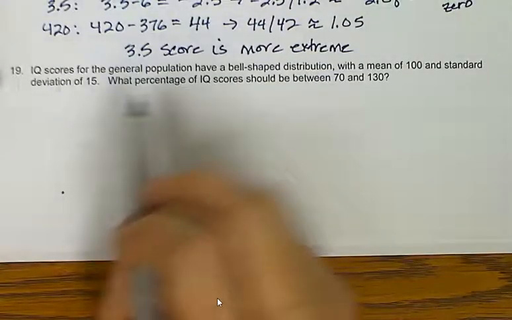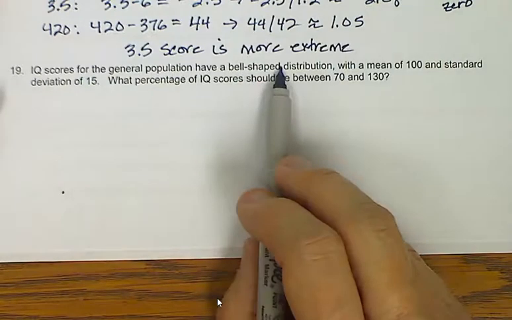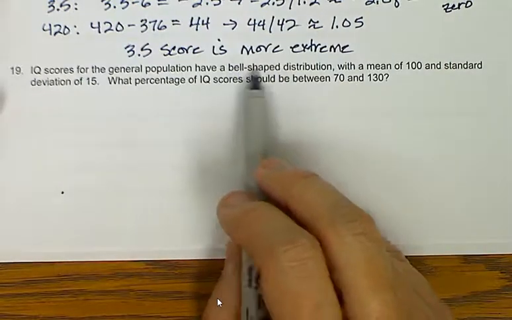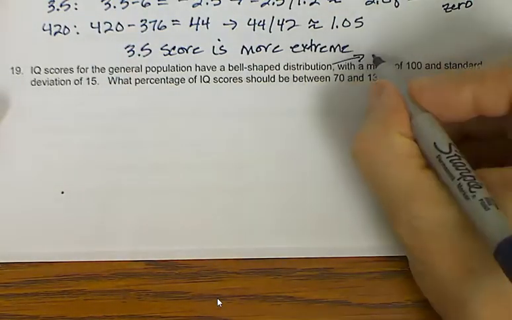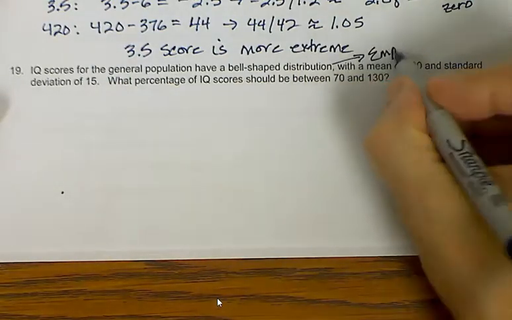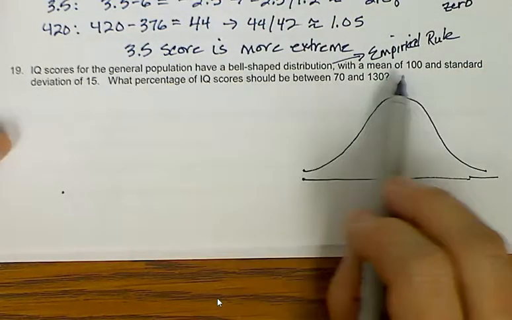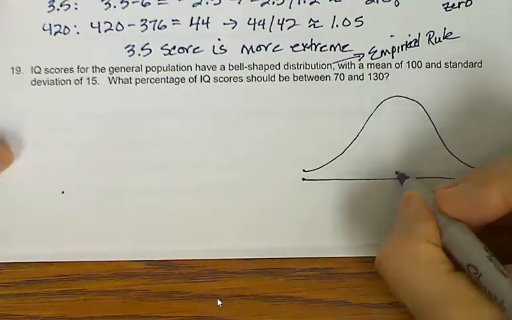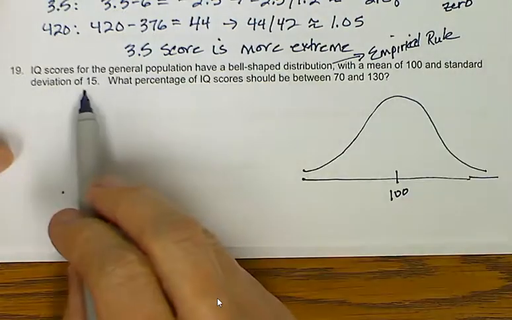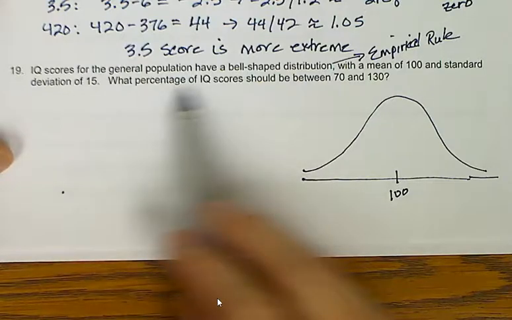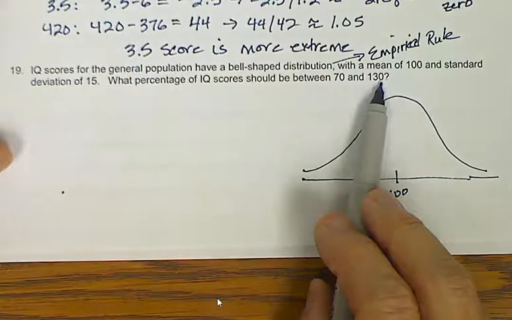Then in this question, this is talking about IQ scores, and it says right away that they have a bell-shaped distribution. That's kind of a keyword to look for. That usually means that you're going to be talking about the empirical rule. And remember, that's the one with the picture of the bell-shaped curve. In this case, we have a mean of 100. The mean always goes right in the middle of that curve, and a standard deviation of 15. And they're asking what percentage of IQ scores would be between 70 and 130.